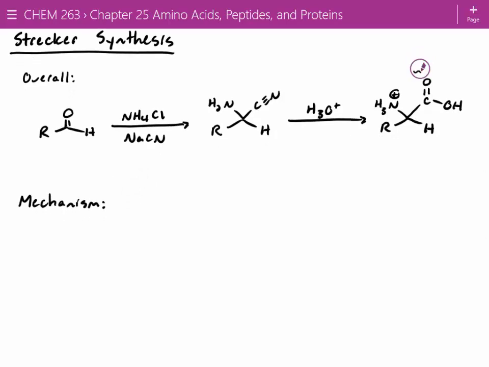All right, first step. We're going to take our aldehyde, and we're going to react this with our acid. So ammonium chloride is a weak acid, right? We've got the ammonium cation in there. And so we can protonate our oxygen.